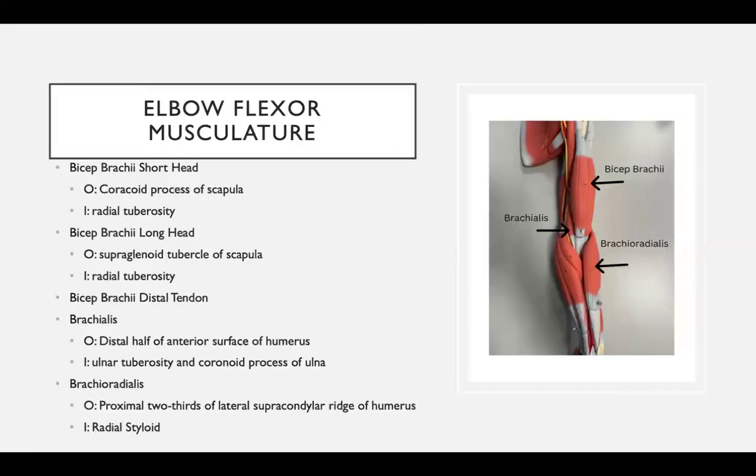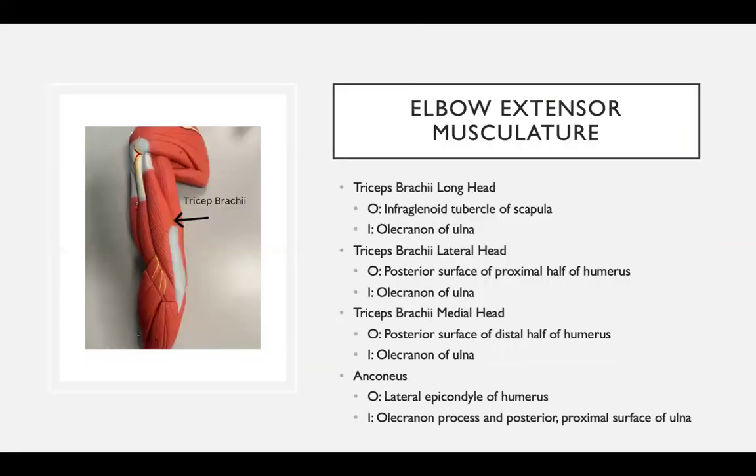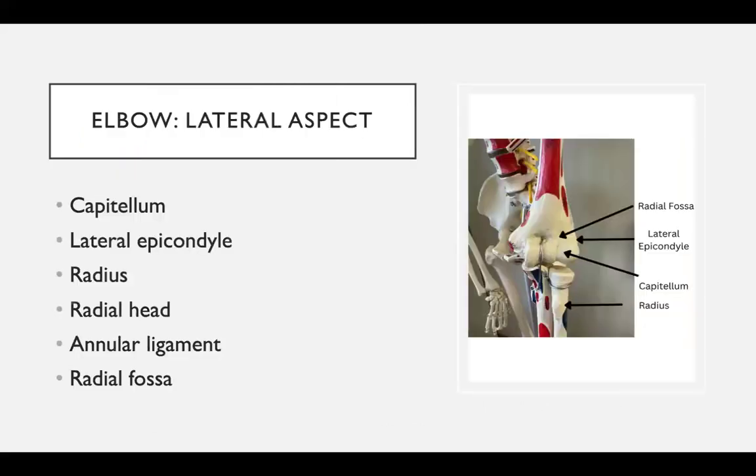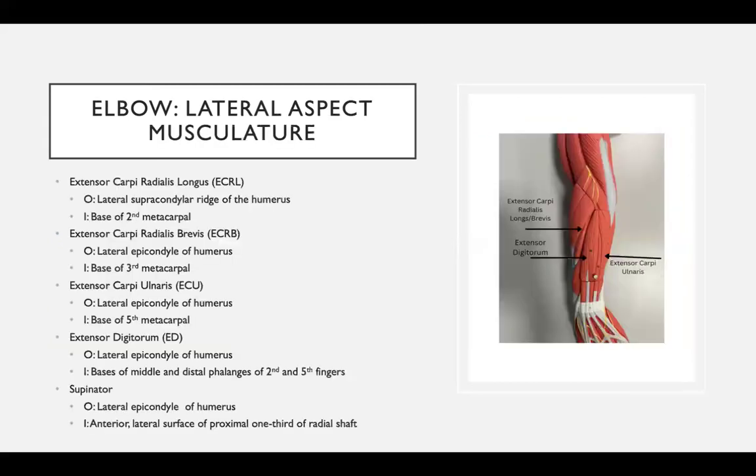So now we're going to move on to the elbow. The elbow flexors are the biceps brachii short head, the biceps brachii long head, as well as the biceps brachii distal tendon, and the brachialis and the brachioradialis. The elbow extensors include the triceps brachii long head, lateral head, medial head, and the anconeus. The lateral aspect of the elbow includes the capitellum, the lateral epicondyle, the radius, the radial head, the annular ligament, which wraps around the radial head, and the radial fossa.